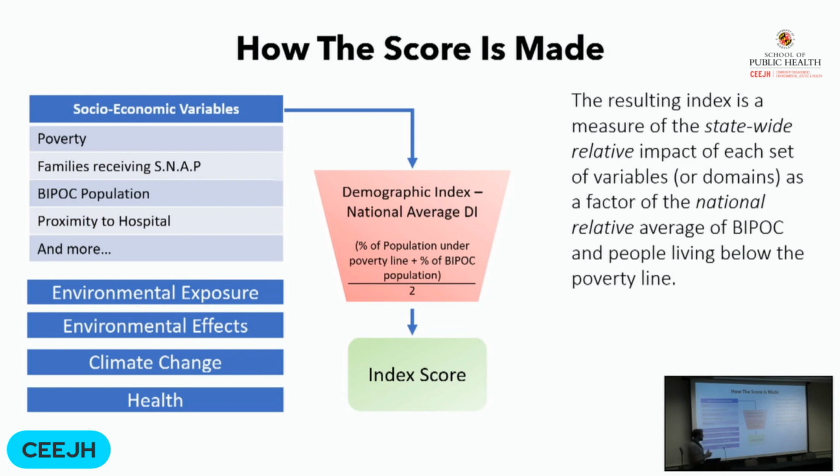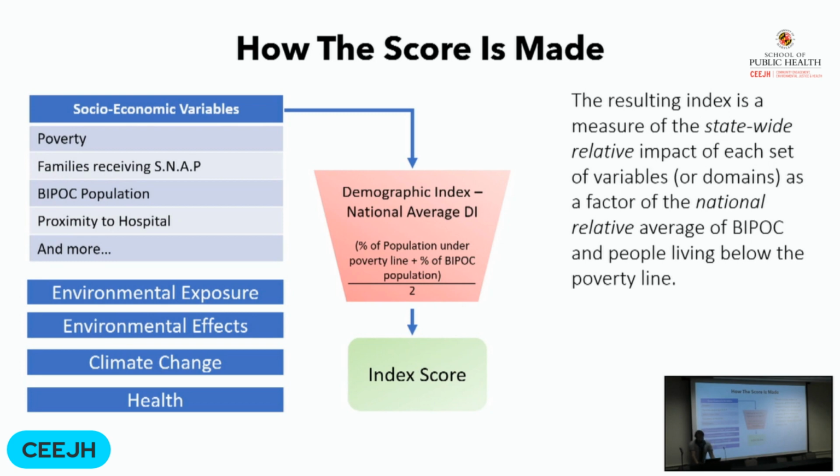The demographic index is a pretty straightforward and simplistic way of understanding the relative disadvantage that a community experiences. And it does this simply by taking the average of the population who's under the poverty line in that area and the population of Black, Indigenous, and people of color, dividing it by 2. Pretty simple. And that gives us an index score.